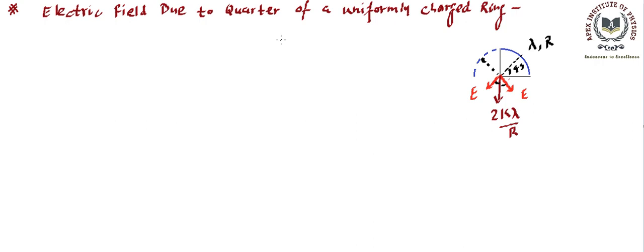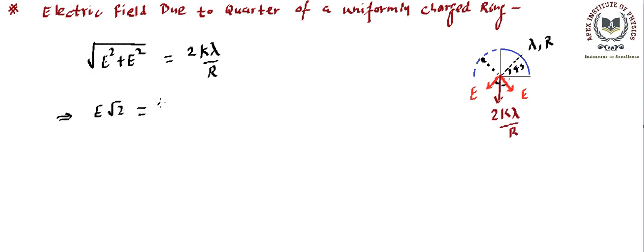So the resultant of the two vectors which are at 90 degrees, we know that's going to be square root of E squared plus E squared. So this magnitude must be equal to the total field that we have calculated, which is 2k lambda upon r. Now from here we can say this is going to be equal to E, which, with root 2 as a factor, is going to be twice k lambda upon r. After simplification, we can claim the field because of this quarter of the ring is going to be root 2 times k lambda upon r.